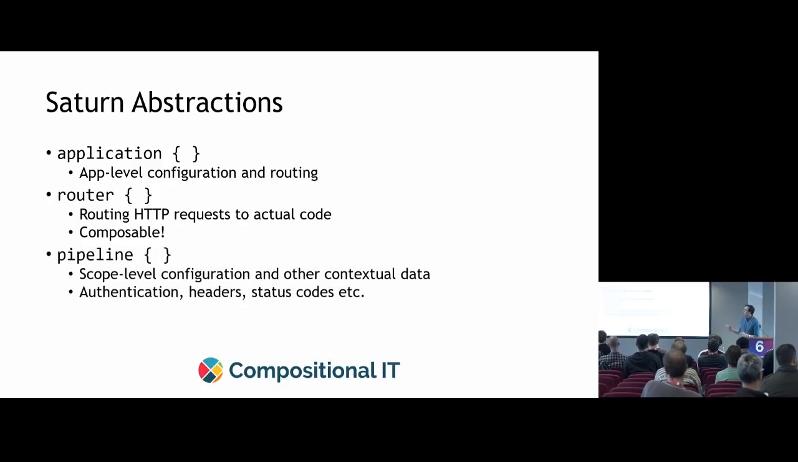There's also this thing called a pipeline, which is a scope level configuration, so like a router level configuration, and other contextual data. So this includes things like authentication, say, any request that goes through this router needs to be authenticated, adding headers, manipulating headers, status codes, serialization, all these kind of things go in your pipelines.